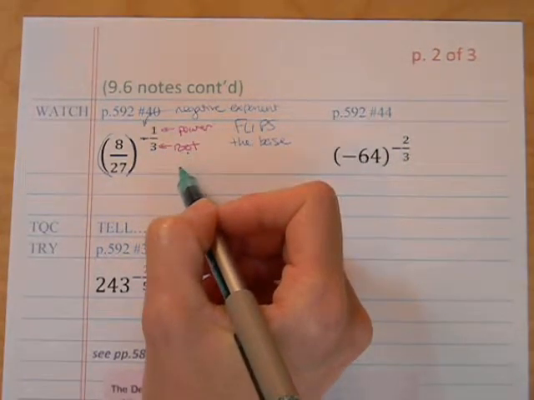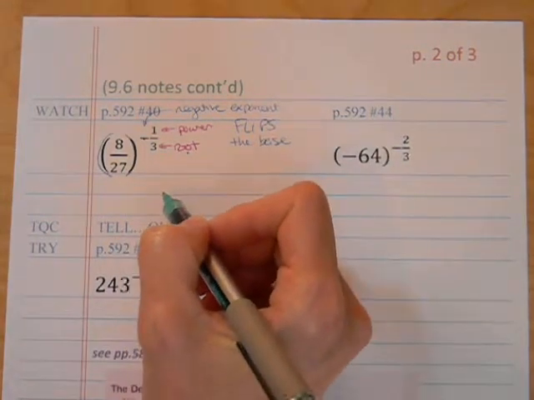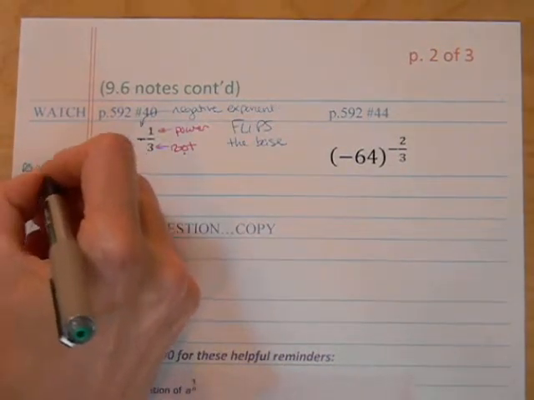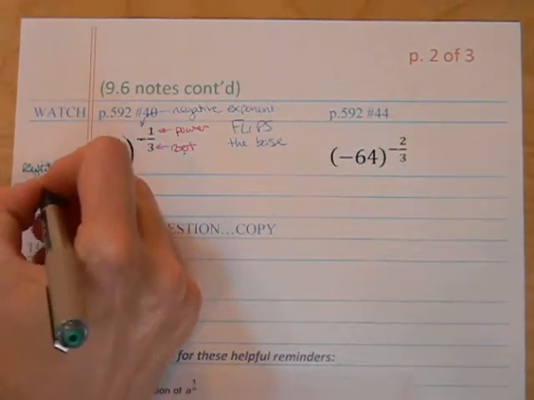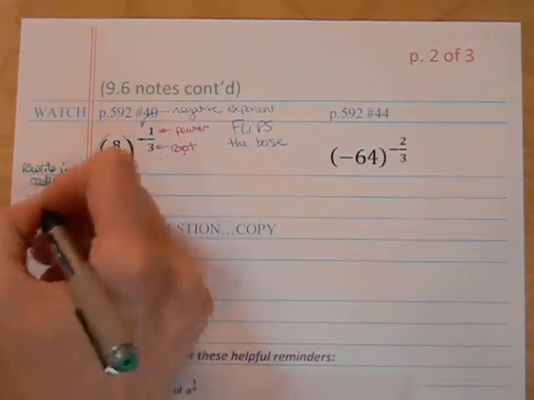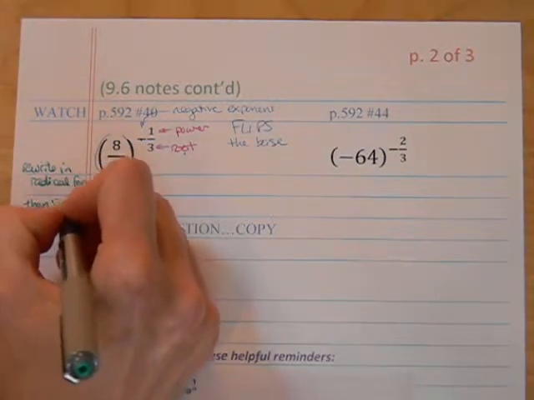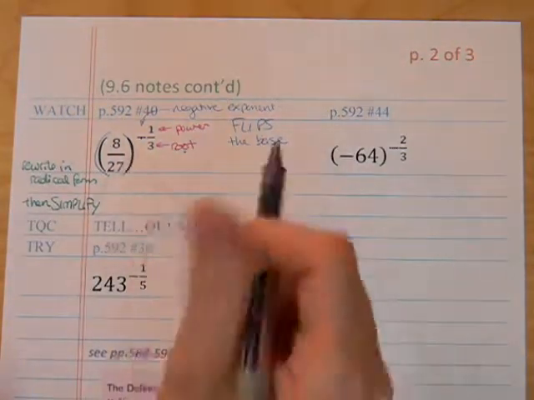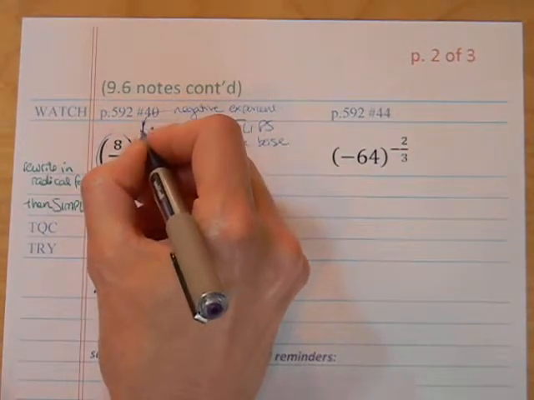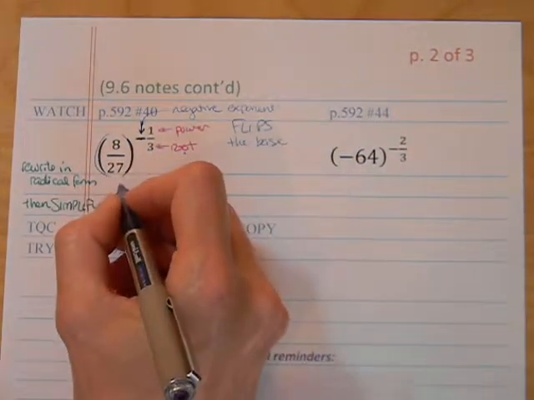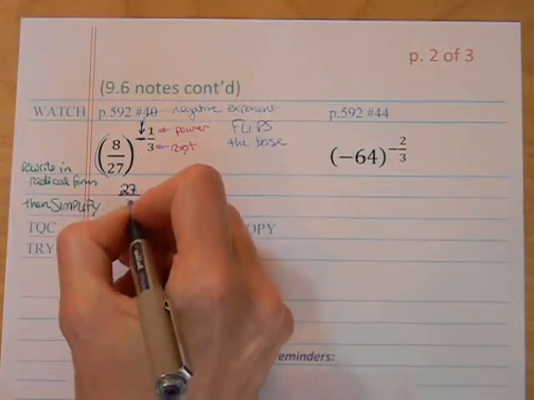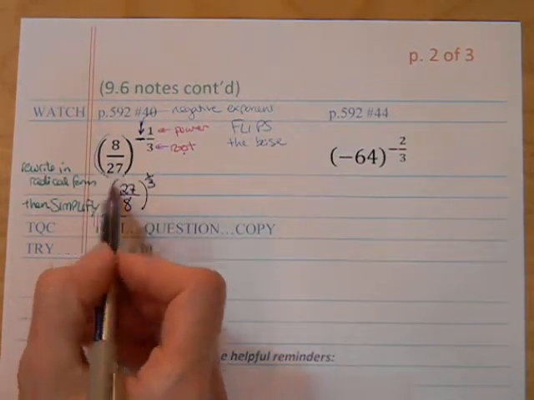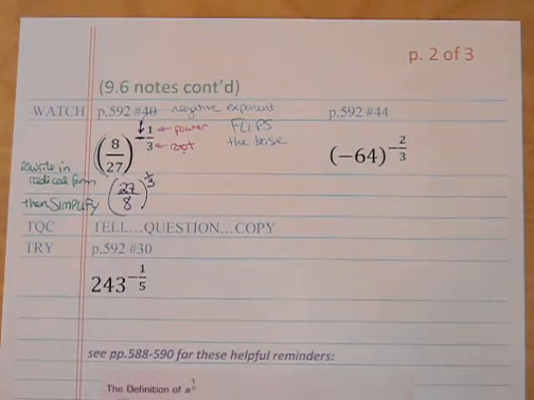So again, the instructions have not changed. We're still going to write this in radical form and then simplify from there. Okay, so rewrite in terms of a radical, so in radical form, then simplify. So I'm going to go ahead and start with the negative exponent, and I'm going to do its job, and that's going to be to flip the base. So this becomes then 27/8 to the positive 1/3. The negative exponent disappears because it's done its job. It's created the flip of the base.